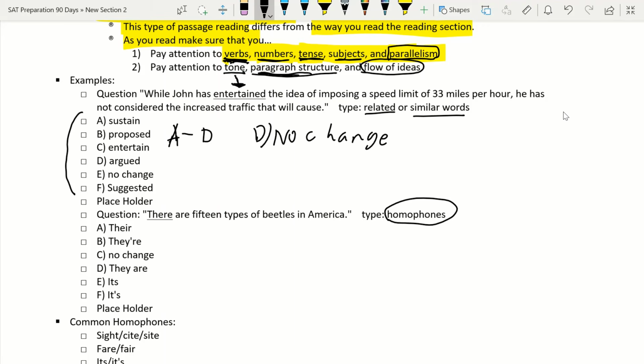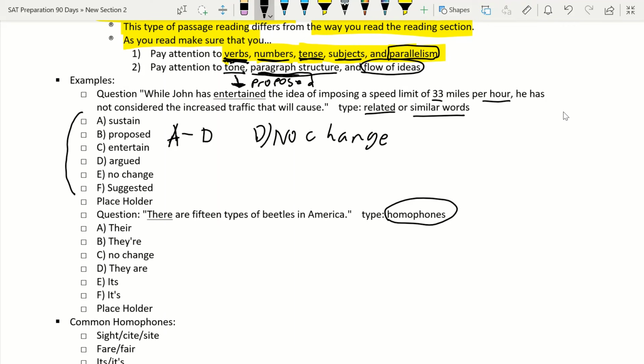So the first thing I'm going to do before I look at my answer choices is try to come up with my own answer. So when I read this sentence, I have, well, John has entertained the idea of imposing a speed limit of 33 miles per hour. He has not considered the increased traffic that will cause. So entertain here isn't terrible, but when I read it, what I think would be better is, well, John has proposed the idea of imposing a speed limit of 33 miles per hour. He hasn't considered the increased traffic that will cause. And here's why proposed, in my opinion, is a better word, right?